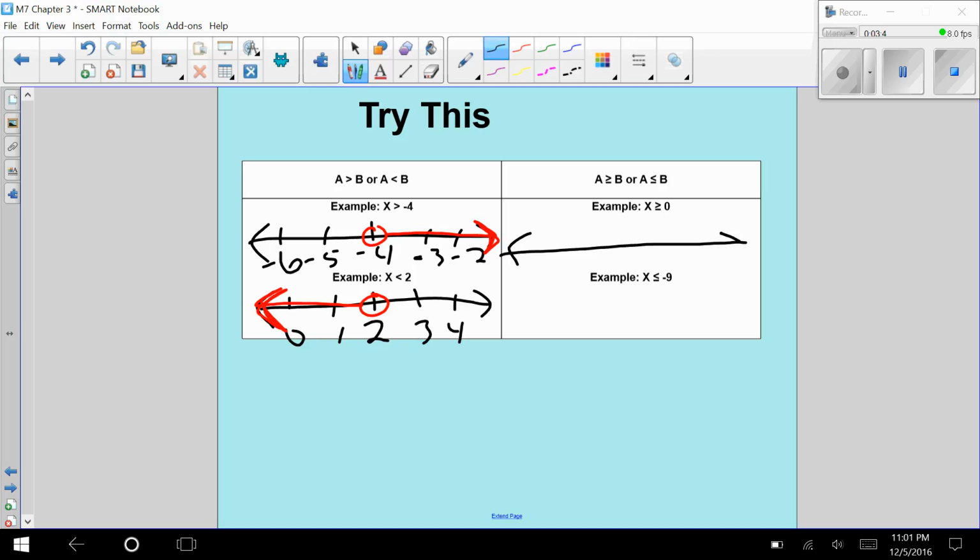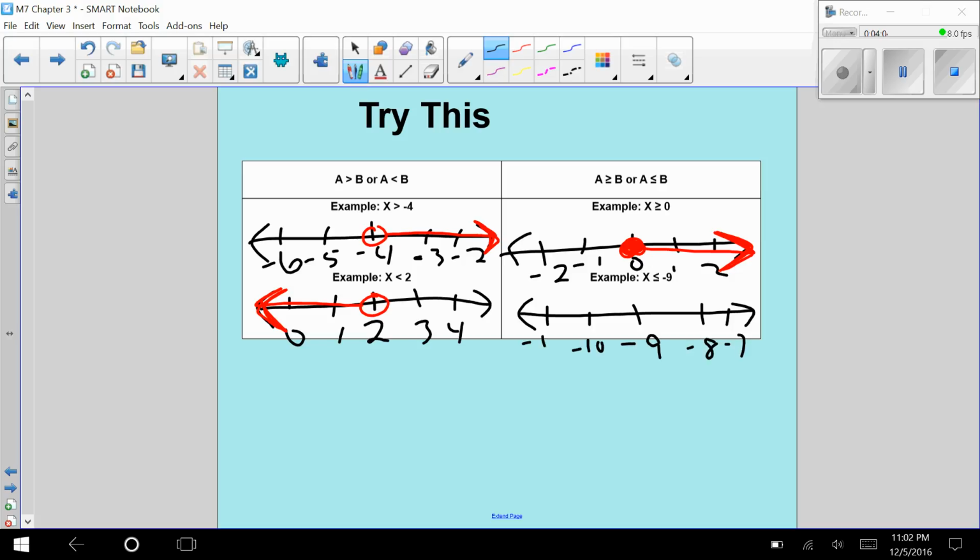For my third one, x is greater than or equal to 0. We'll make a closed circle at 0, arrow to the right. And then the fourth one, x is less than or equal to -9. Reminder, the negatives go the opposite direction of the positives. We'll fill in my circle at -9, and my arrow will go to the left.